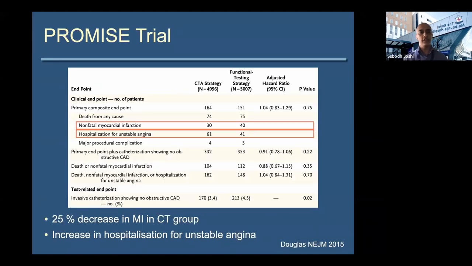What I think is really interesting is when you dig into the specific secondary or specific components of the composite endpoint. There was actually a quarter reduction, 25% reduction in non-fatal myocardial infarction in the CT arm, but there was a corresponding increase in the CT arm in hospitalization for unstable angina.